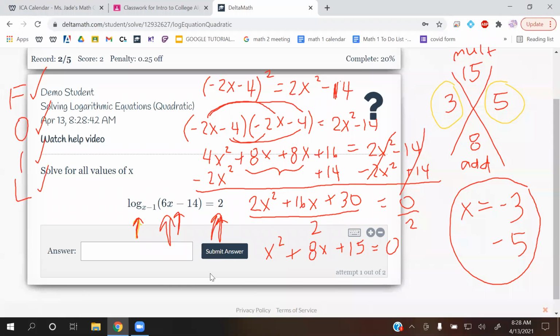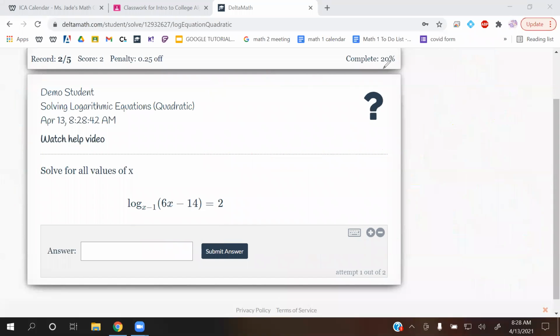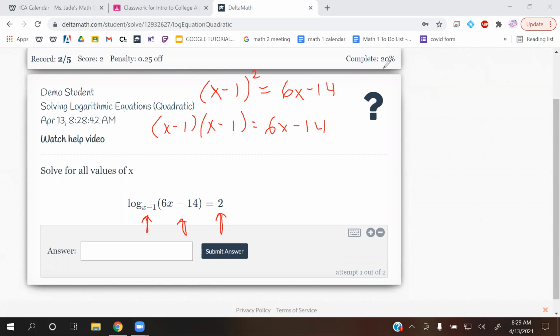Okay, so now let's do one more example from this category, starting off with rewriting it as exponential. So here is our base raised to the power of 2, our exponent, and then equals the value, 6x minus 14. Okay, so let's expand the (x minus 1) squared. So I'm going to write it as (x minus 1)(x minus 1) equals 6x minus 14. And then once you've expanded it, it can be easily FOILed.